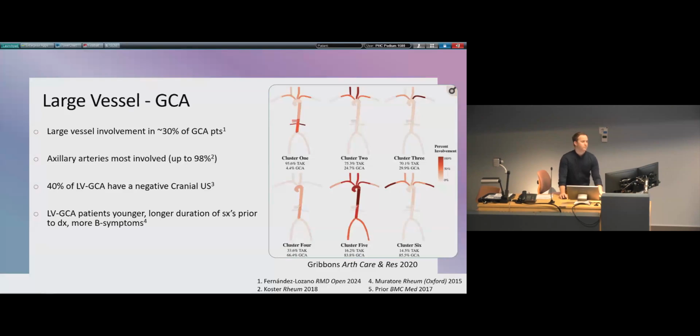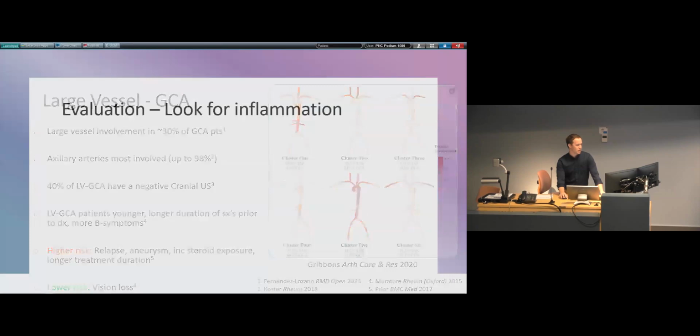These patients are often younger. They'll often have a longer duration of symptoms by the time you see them, just given they're not as classic kind of headache, jaw claudication, and more constitutional symptoms is common. They're at higher risk of relapse. So we have a lower threshold for things like adding a DMARD along with your prednisone. Certainly, they can go along with a longer treatment duration. Thankfully, they're at a lower risk for vision loss.